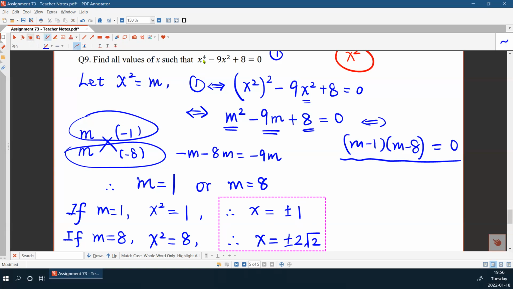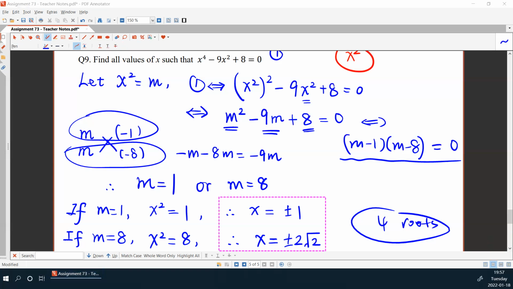And if you want to verify, note that the highest order of x is 4. Usually we'll have 4 roots, okay? So let's count: +1, -1, +2 times square root of 2, -2 times square root of 2. There are 4 roots, right? Okay, I'll give you some time to have a look at this and let me know if we can proceed.